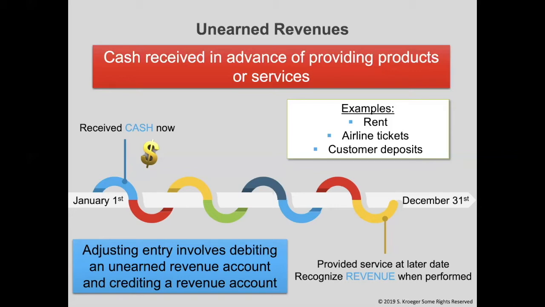Now, fast forward to the second entry, when we provide the service. We no longer have a liability. Once we complete the sale, we no longer owe anything to the customer. We will remove the liability from our books by debiting the liability account called unearned revenue. We will credit a revenue account because we can now officially include the sale as revenue on our books.